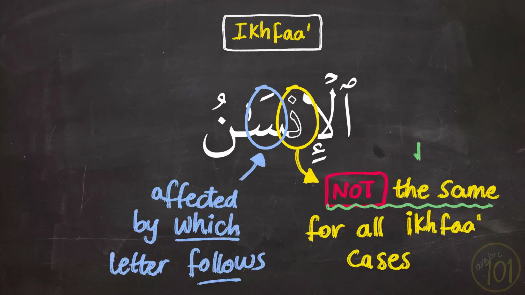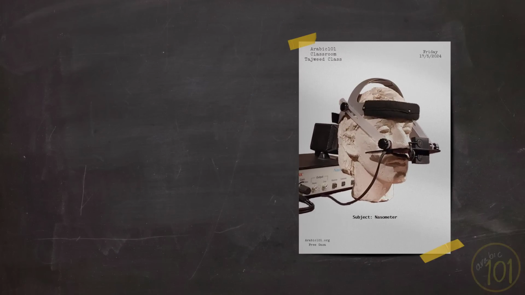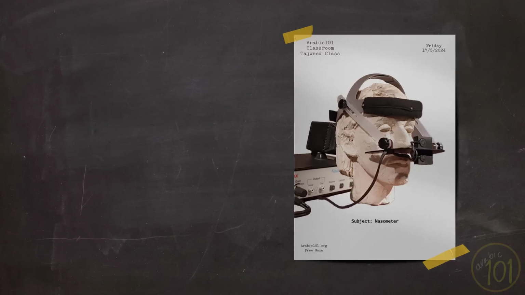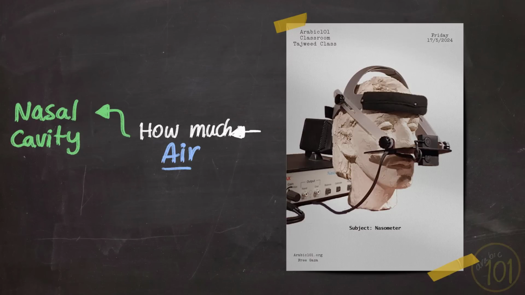But then, how much of a difference between the cases of nun are we talking about? Well, this is exactly where this device comes into play. This is a Nasometer, and it has many clinical applications, and it is also used for speech and phonetics therapy. Its main function is to measure how much air is being emitted through the nasal cavity in comparison to how much air is coming out of the mouth when speaking. And this is done through these two sensors or microphones.